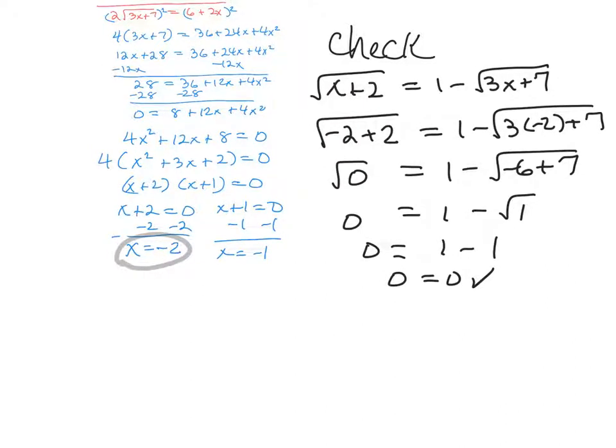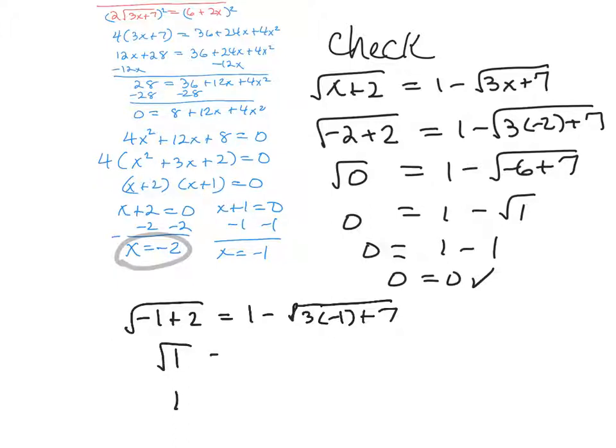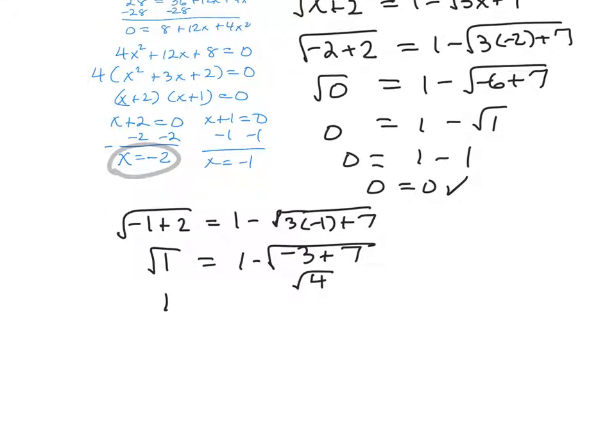Now let me plug in the negative 1. So I'll check that one. The square root of negative 1 plus 2 is equal to 1 minus the square root of 3 times negative 1 plus 7. I get the square root of 1, which is 1. Over here I get negative 3 plus 7. Negative 3 plus 7 is 4. So now I have 1 minus 2. 1 is not equal to negative 1. So this answer is out. And this solution is also out. So the only solution here is x equals negative 2. So that concludes the homework problems that you had to do for section 1.6b.